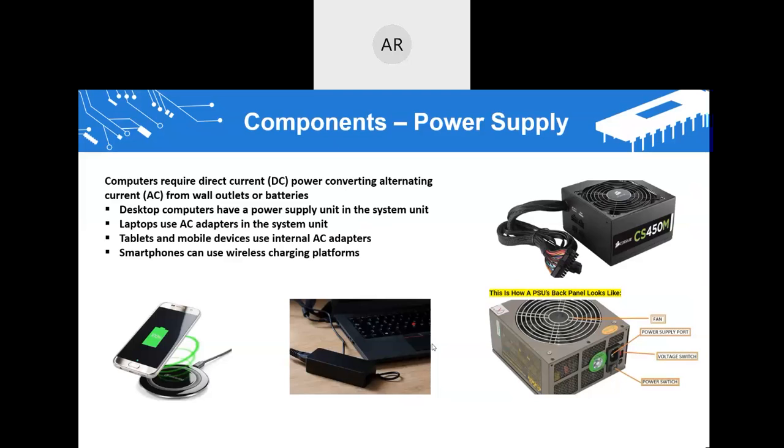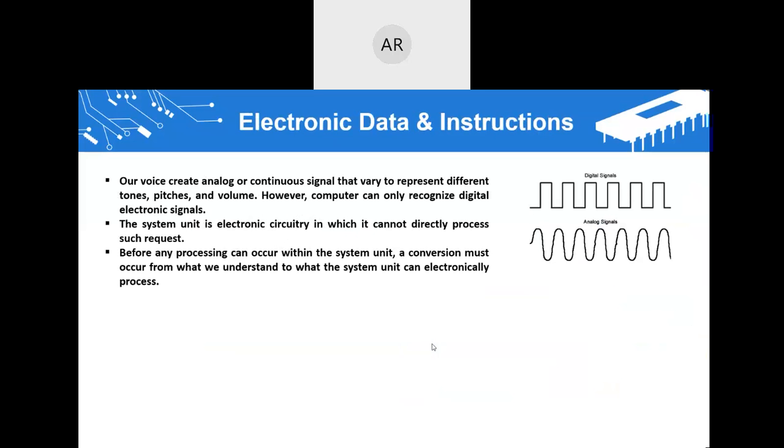Okay, next component is electronic data and instruction. Our voice creates an analog or continuous signal that varies to represent different tones, pitch, and volume. However, a computer can only recognize a digital electronic system. Digital electronic system, as we can see in the figure on the right side of the slide.